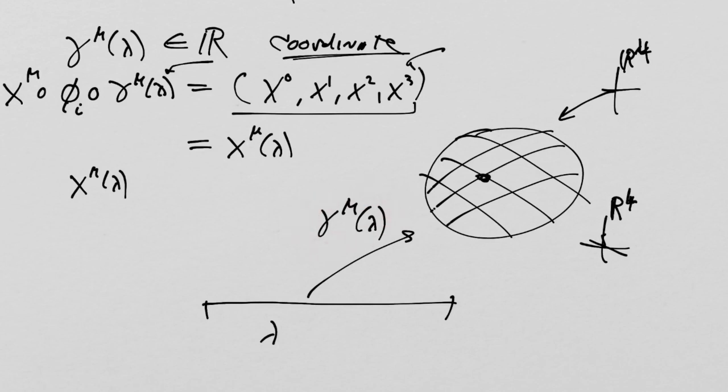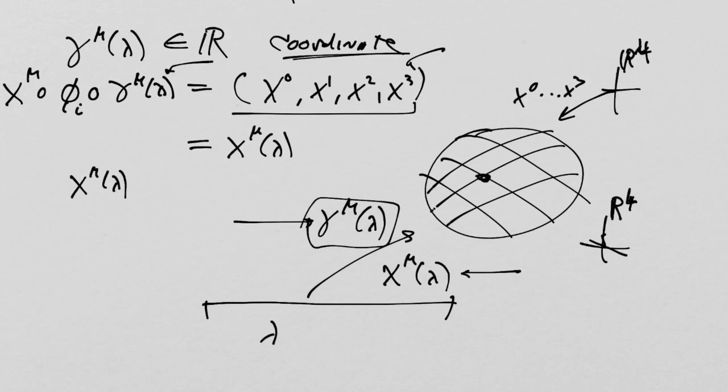Now some books will do this, and they'll still stick with the literal name of the coordinates. If we are calling the coordinates x^0 to x^3, they'll still say x^μ(λ). In fact, Misner, Thorne, and Wheeler like to do that. I'm not sure how DeWitt did it or how Chandrasekhar did it. But you have to be very careful. Sometimes you'll see this, and that is the curve. Sometimes they'll give the curve a name.